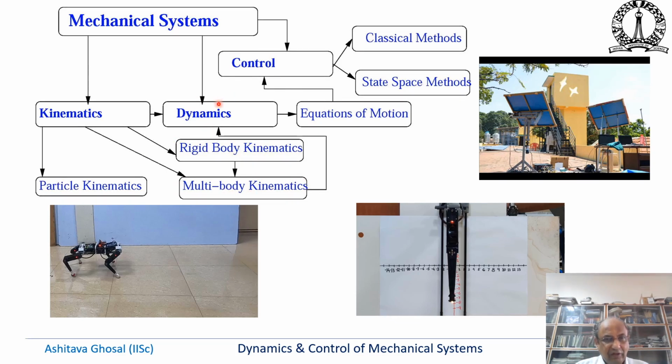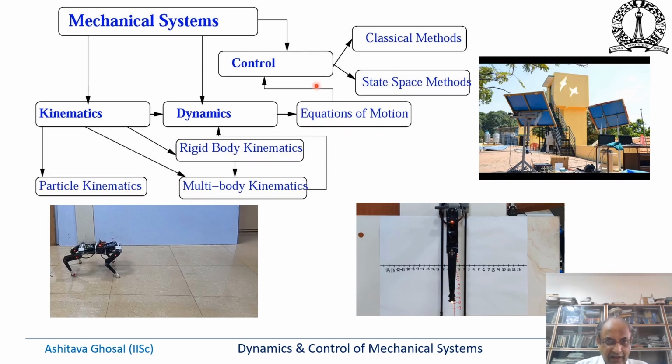And then we also have dynamics. In order to study dynamics, we first need to study kinematics. The main goal in dynamics is to derive what are called equations of motion. In kinematics, we do not look at the forces, moments and external torques which are acting on the system, but in dynamics, we will look at how the system behaves when external forces and moments act on the system.